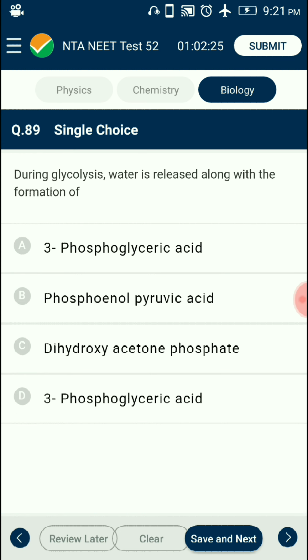Question number 89. During glycolysis, water is released along with the formation of one molecule of 2-PGA, that is a 3-carbon compound, which undergoes dehydration to form one molecule of phosphoenol pyruvic acid or PEP, that is a 3-carbon compound, in the presence of enzyme enolase and magnesium ions as the cofactor. So the answer for this question is option B, phosphoenol pyruvic acid.